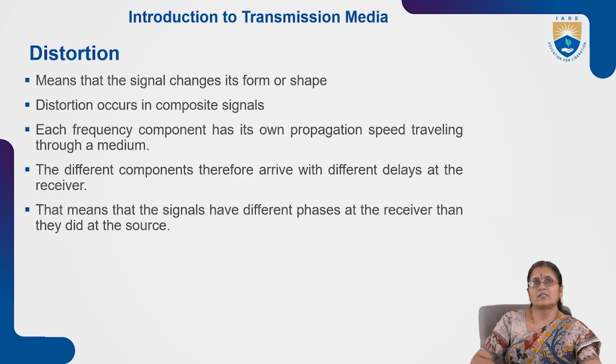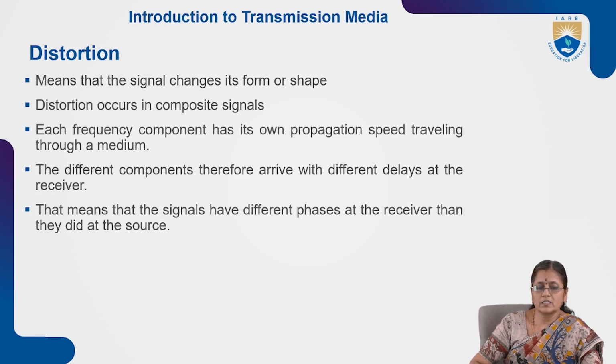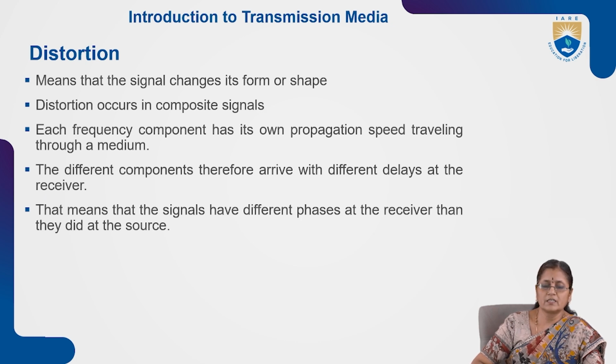Next one is distortion. What is the difference between attenuation and distortion? With a pictorial representation, we will understand what distortion is. Distortion means the signal changes its form or shape.